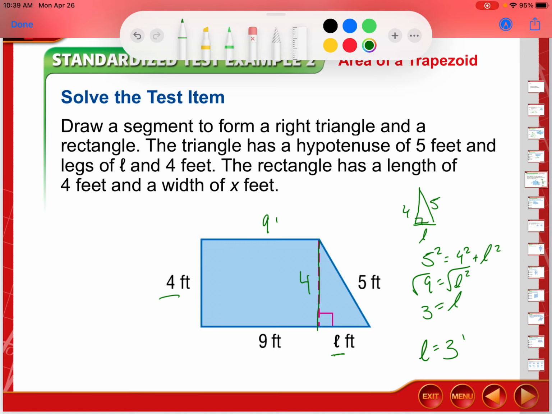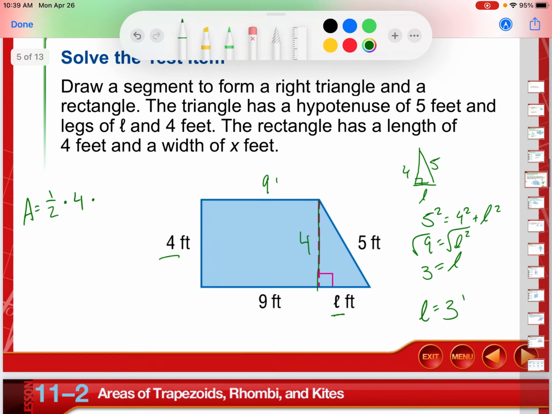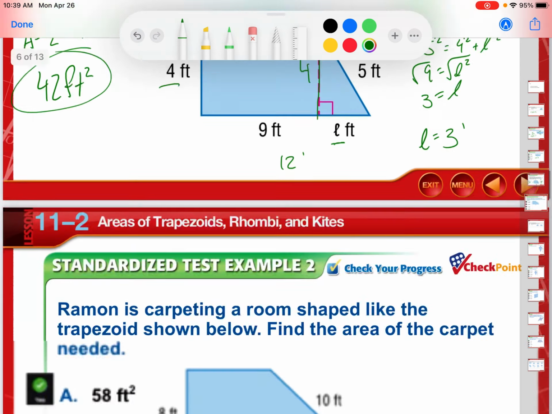Now, for me to find the area of this figure, I'm going to use the same formula we used earlier, which is 1/2 times the height, which was 4, times the sum of the two bases, where our top base is 9 feet, and then our bottom base is 12 feet. So 9 plus 12 is 21. So if I multiplied all those together, I would get 42, I believe. 21 times 4 equals, divided by 2. 42. 42 feet squared. Oh my goodness, trapezoids, what?